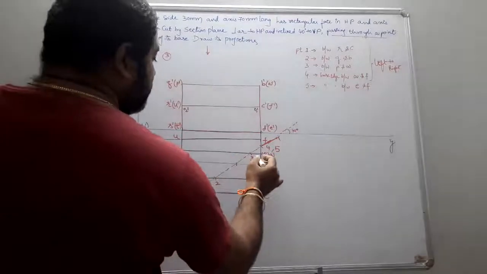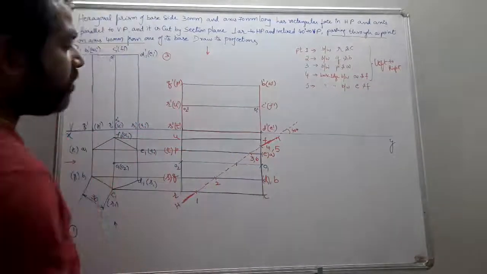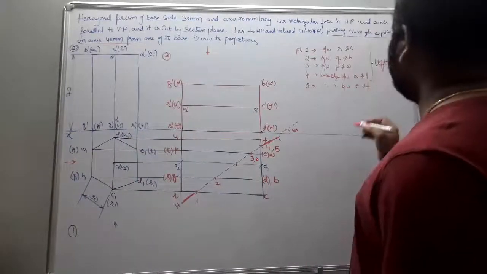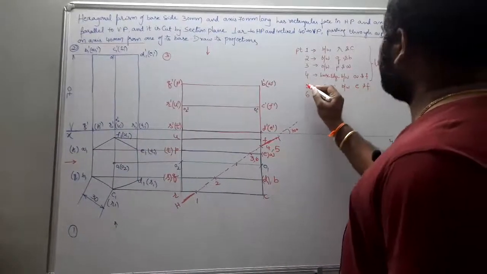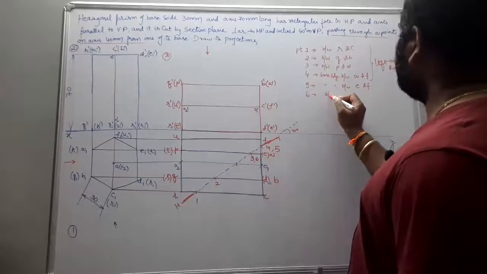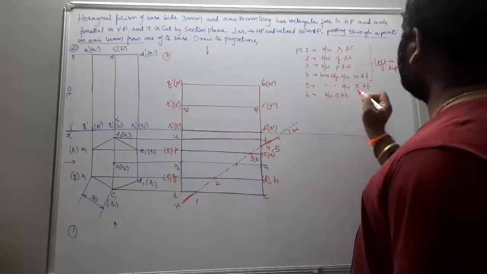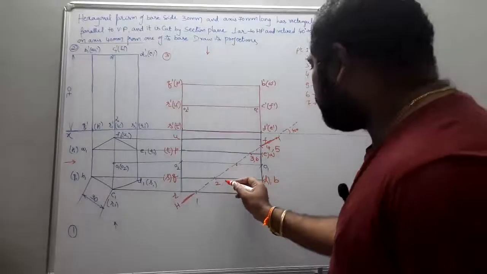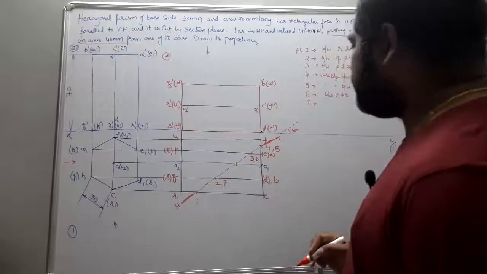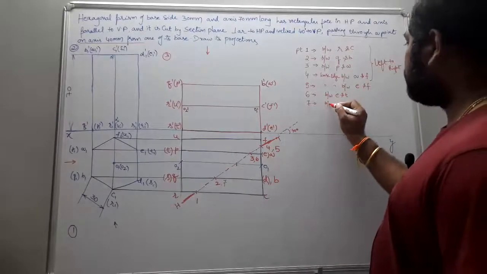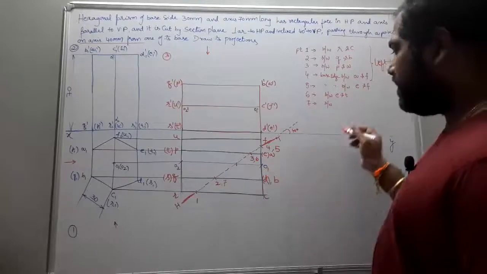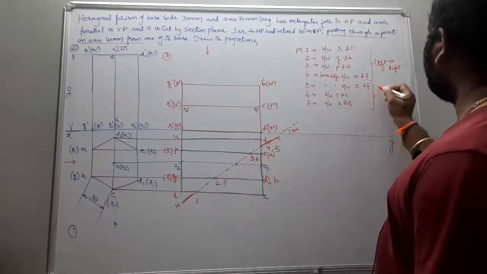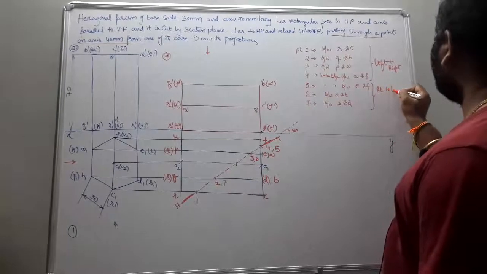Next, 3 comma 6. Point 6 is in between E and T. Point 6 between E and T. Next, point 7 is in between 2 comma 7, that is between S and D. So these are from right to left.